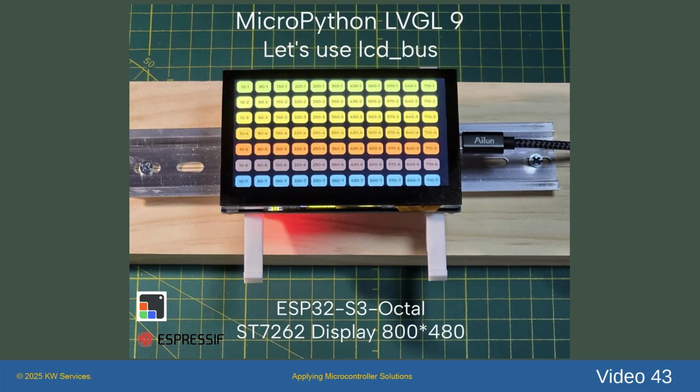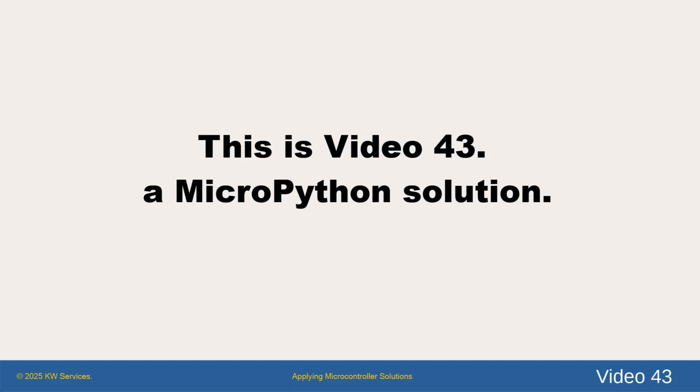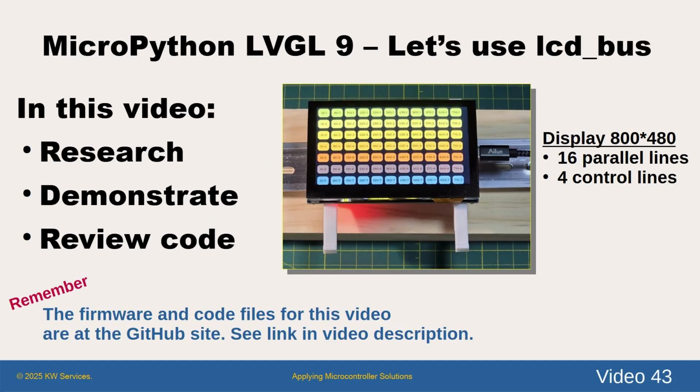This is video 43 on MicroPython and LVGL 9. The binding approach introduced in video 35 provides a different set of MicroPython modules to configure LVGL displays. In this video, we utilize the LCD bus to configure 16 parallel data lines to the ST7262 display that is 800 by 480 pixels. Please let us know in the comments if you like this example, or let us know if you have suggestions to improve it.